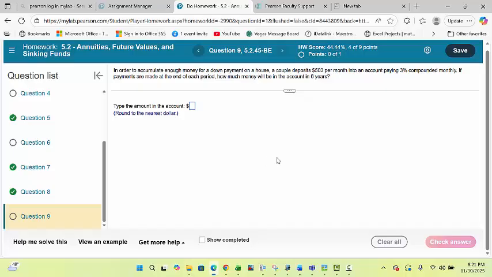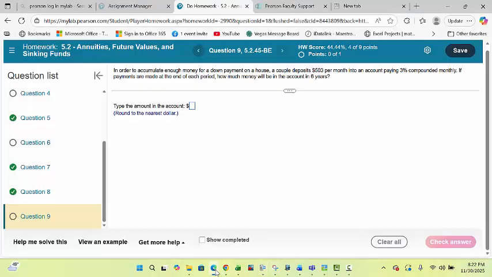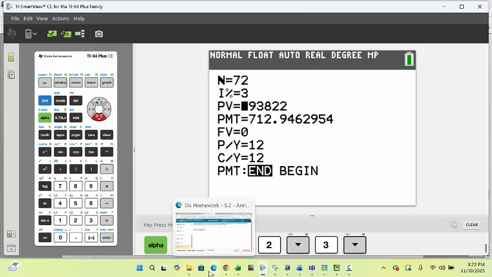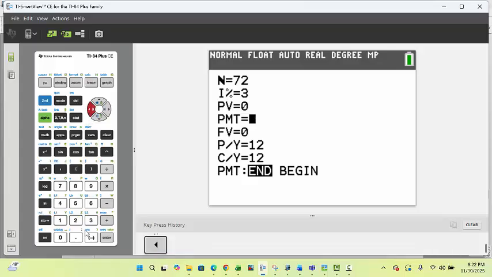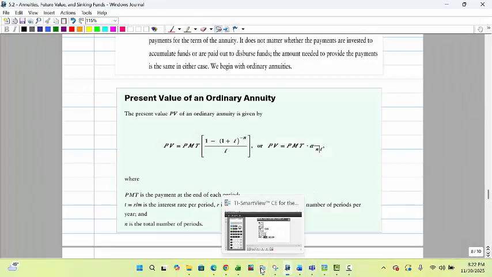So, okay, let's do this. 6 years, monthly, that'll be 72. So I can just start right from here. Percent. PV, let's zero that out of there. I don't want that. And let me double check this, but I believe the payment was 503. And we're looking for the future value. And it'll be end again because it's not an annuity due.